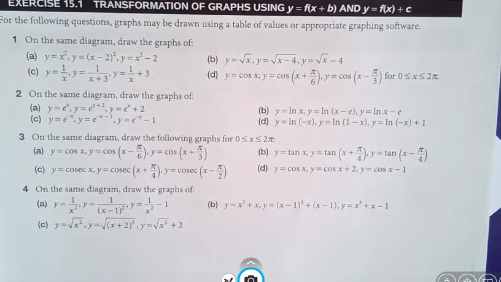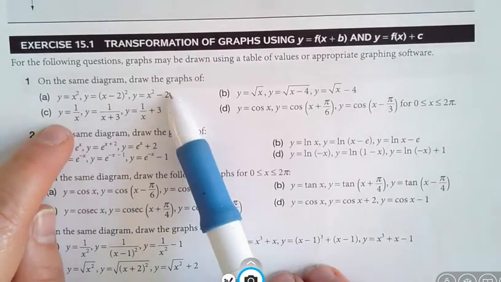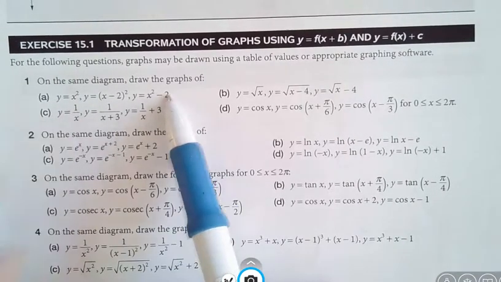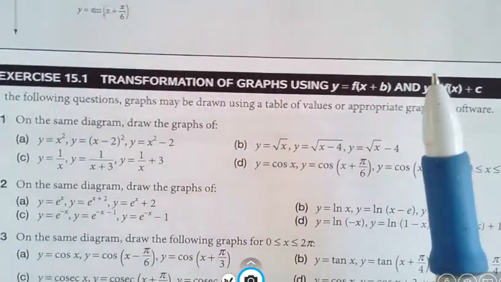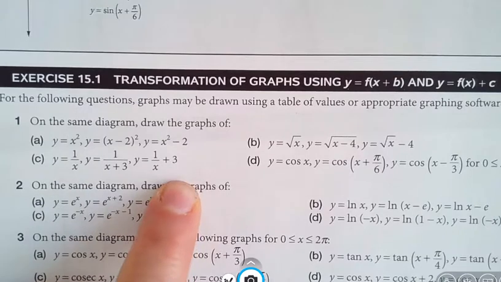Now wait. Question 1, you know how to do. 1A, you know how to do, yes or no? If I ask you to do that tonight, yes? Question 1C, you know how to do?